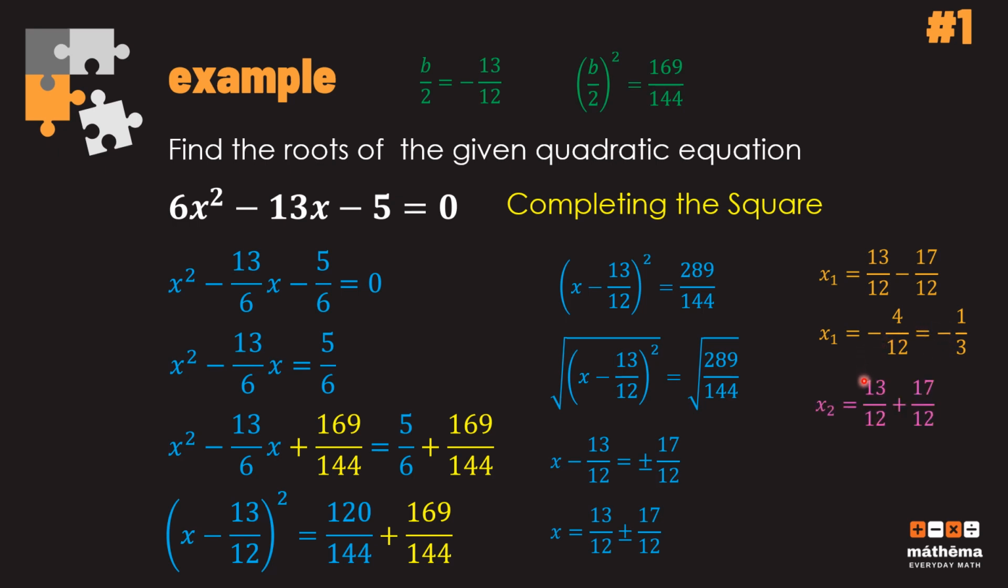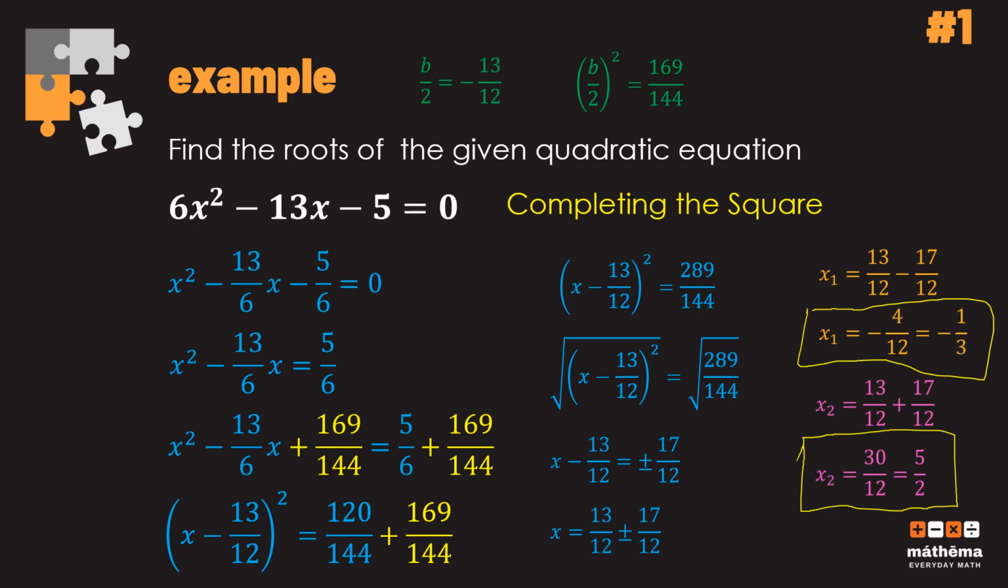And then the second value of our x will be 13 over 12 plus 17 over 12. That will give us 30 over 12, or simply 5 over 2. As you can see here, we end up with the same values as earlier. So we have x is equal to negative 1/3, and the other one is 5 over 2. So again, we are done with the factoring and the completing the square, and so far we are arriving at the same answer. That means our solution is correct.